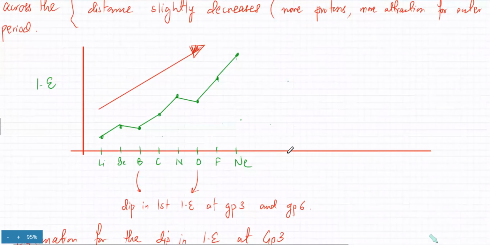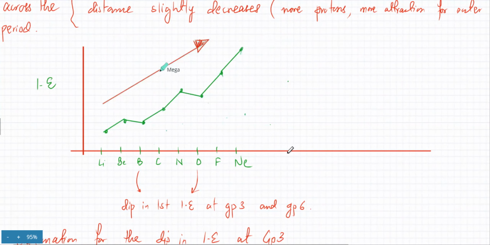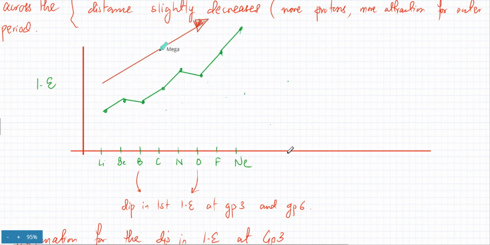Okay, then we're going to do one more thing. What happens after neon? If we continue sketching this graph, after neon I'm going to move to the next period, which is going to be sodium. So this is neon, then I have sodium. The same trend would start repeating again. Sodium, then magnesium.